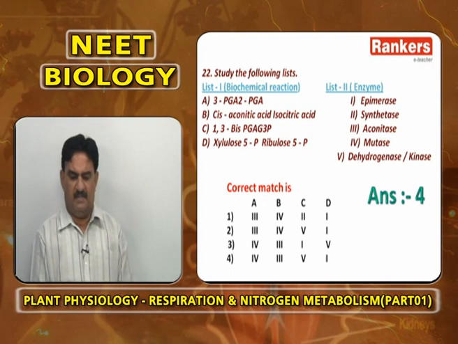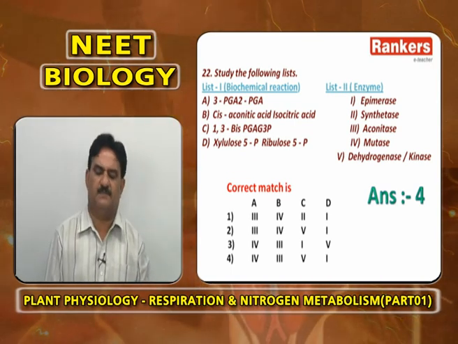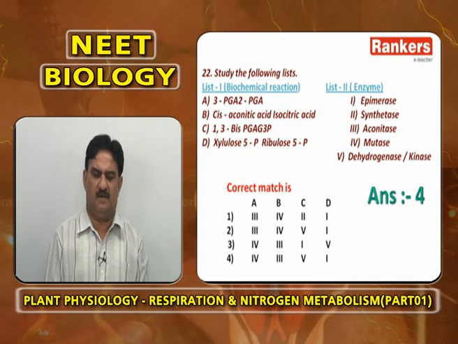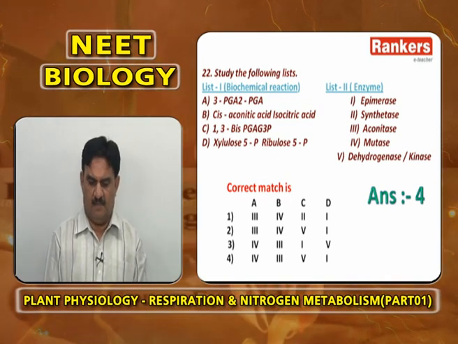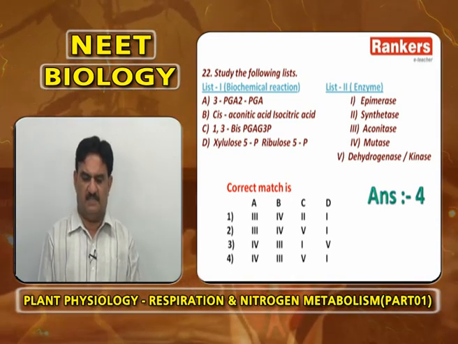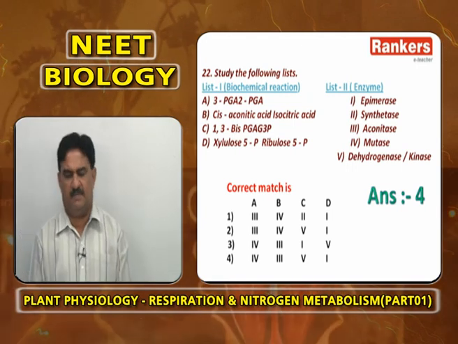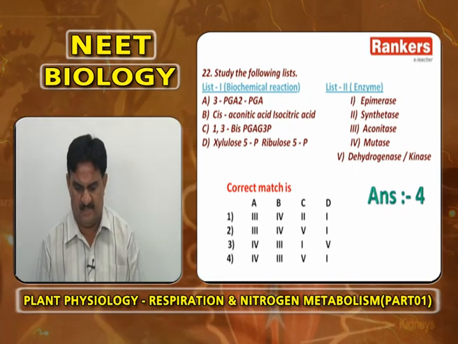Conversion of 3-phosphoglyceric acid to 2-phosphoglyceric acid is by mutase, phosphoglyceromutase. This is popularly called intramolecular shift. Fourth option. Cis-aconitic acid to isocitric acid is by aconitase. Aconitase helps in hydration and dehydration reactions.